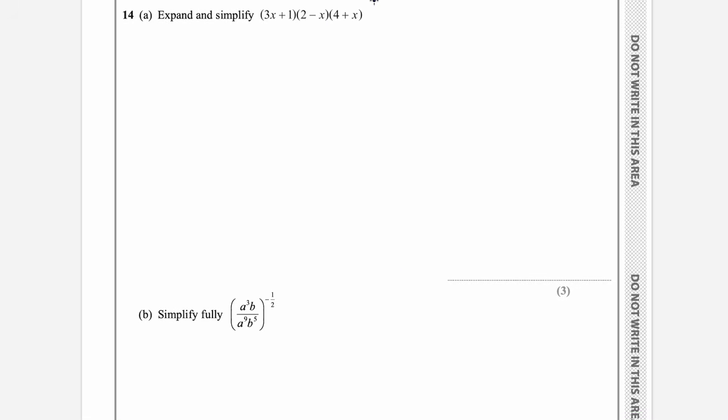So expand 3 brackets, guys. We can just do 2 at a time. I'll start with the first 2. So 3x plus 1. I'll do this pretty quickly, guys. Hopefully you can follow. So 3x times 2 is 6x. 3x times minus x is minus 3x squared. 1 times 2 is 2. 1 times minus x is minus x. Simplify this. I get 5x minus 3x squared plus 2.